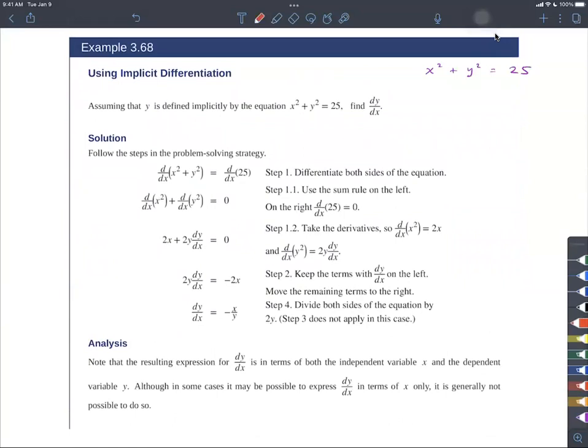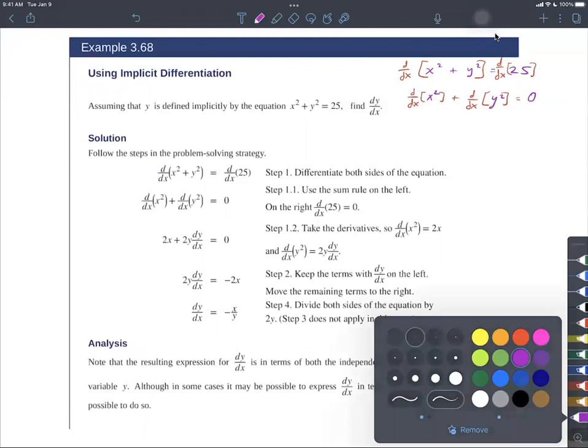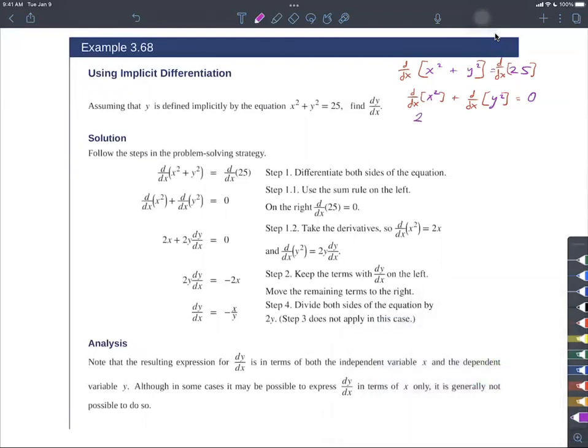And so what we do is we start by applying the derivative to both sides, the left and the right. Let's go ahead and see, d/dx of, we're going to apply it to all the terms. The derivative of 25 is 0, so I'll put 0 there. Now the first term was x squared, the second term was y squared. So what is the derivative with respect to x of x squared? We all know that that is 2x.